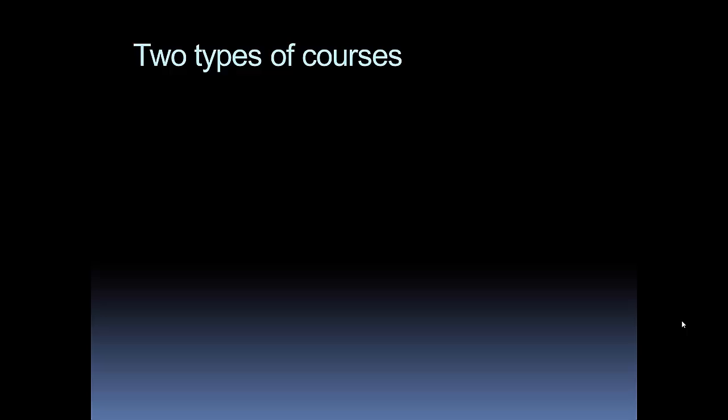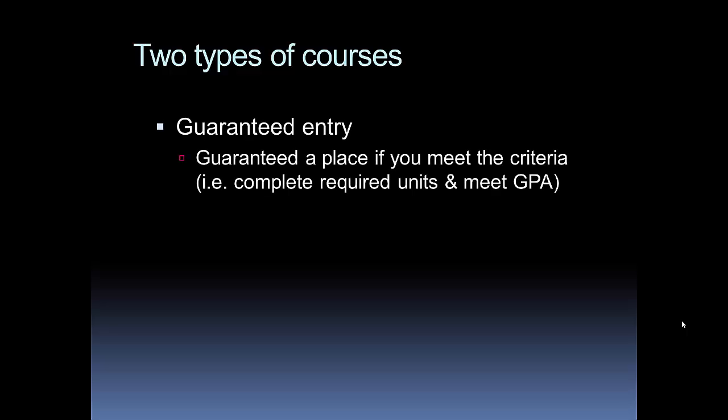Okay, so two different types of courses. There are guaranteed entry courses. These are courses where you're guaranteed a place if you meet the required criteria. So for example, if you complete the required units in STEPS and meet the minimum GPA requirement. And I'll speak a little bit more about that in a moment. And almost all CQUniversity courses guarantee STEPS students places in those courses if they meet those criteria.